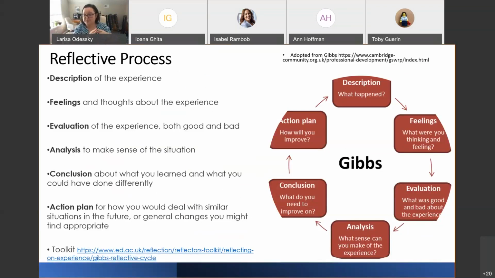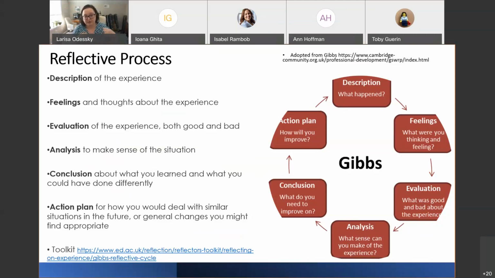But then, what was good and bad about the experience? Sometimes I don't like those words. I say what went well and what could be improved on. How did you feel about it? Against the benchmark, based on this benchmark, how well did you do? And then analysis. So the personalization: okay, did it make sense or not?